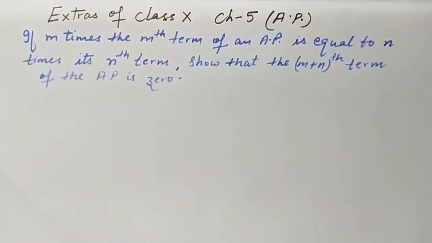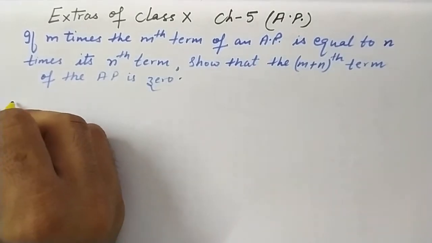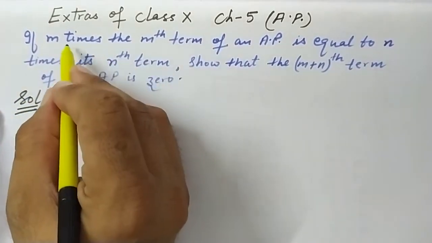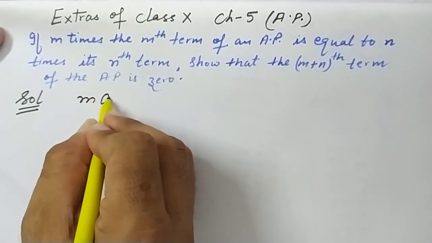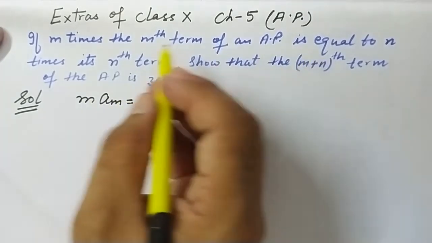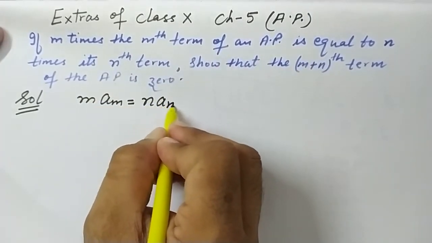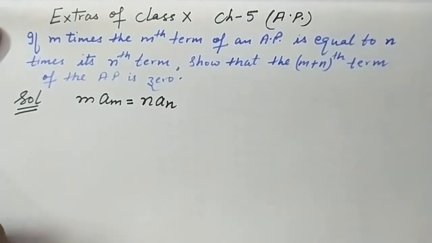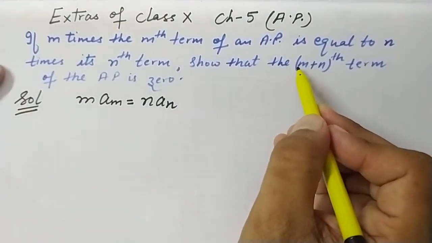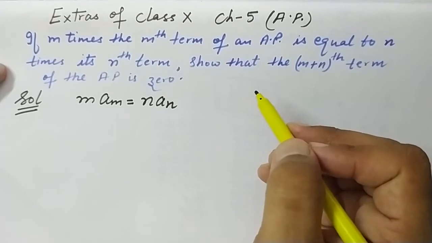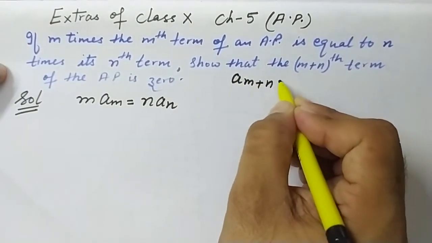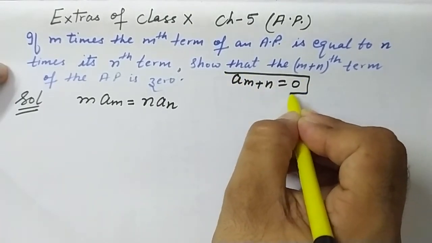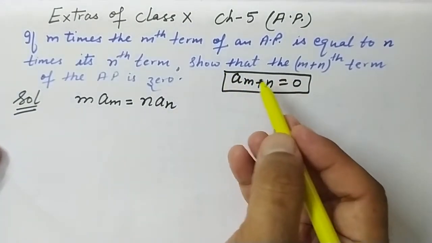So let's see what is given in this question and what we need to find out. See here, it is written m times the mth term. So it means m times the mth term is equal to n times the nth term of this AP. This is given and we need to find out that the (m plus n)th term of this AP is 0. This I need to prove.